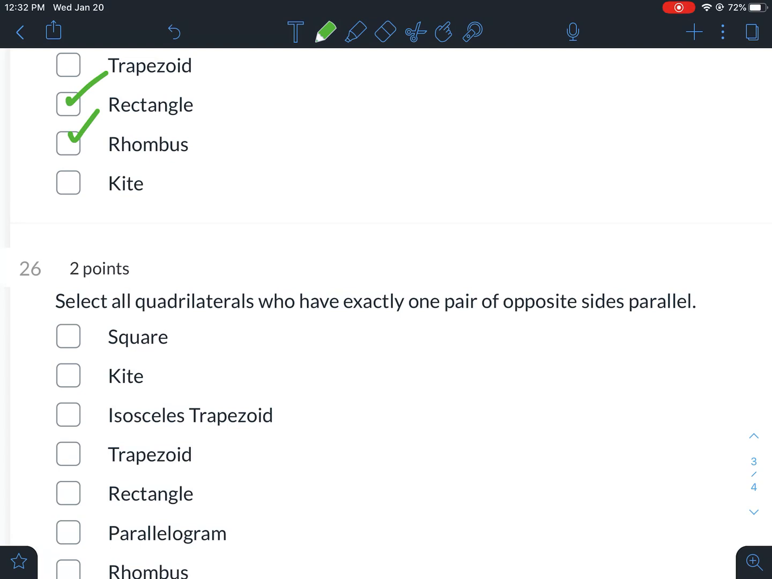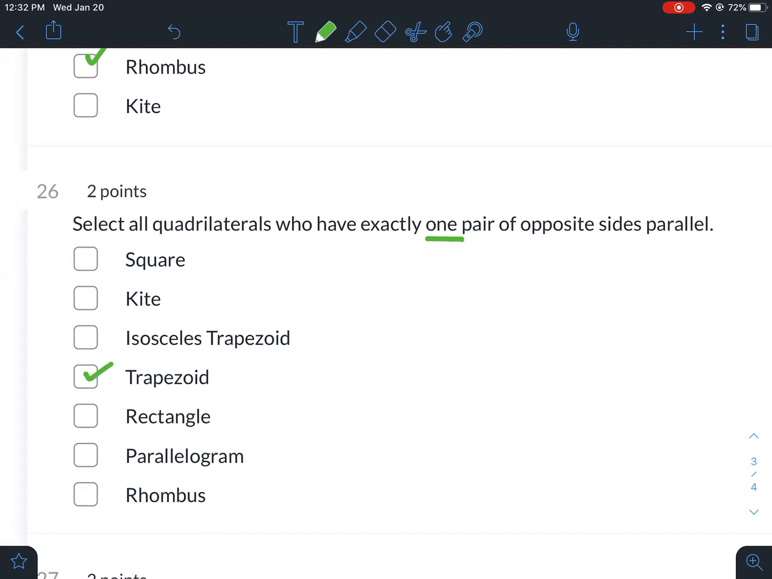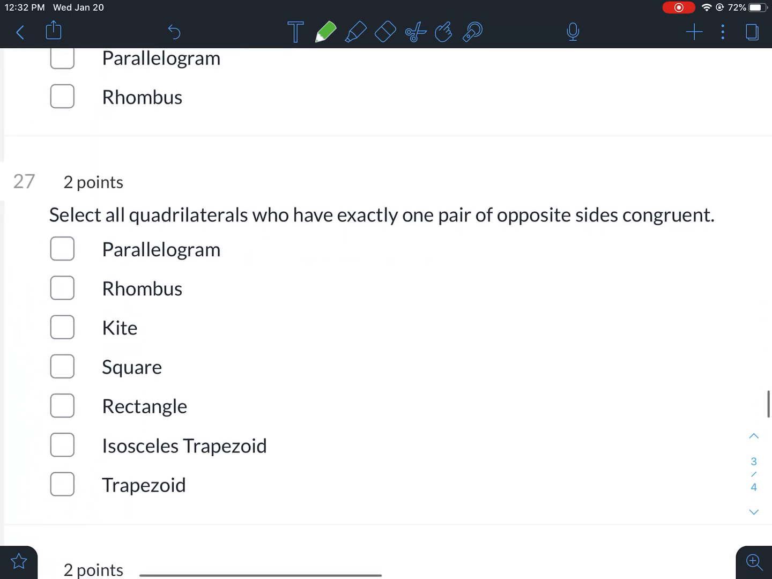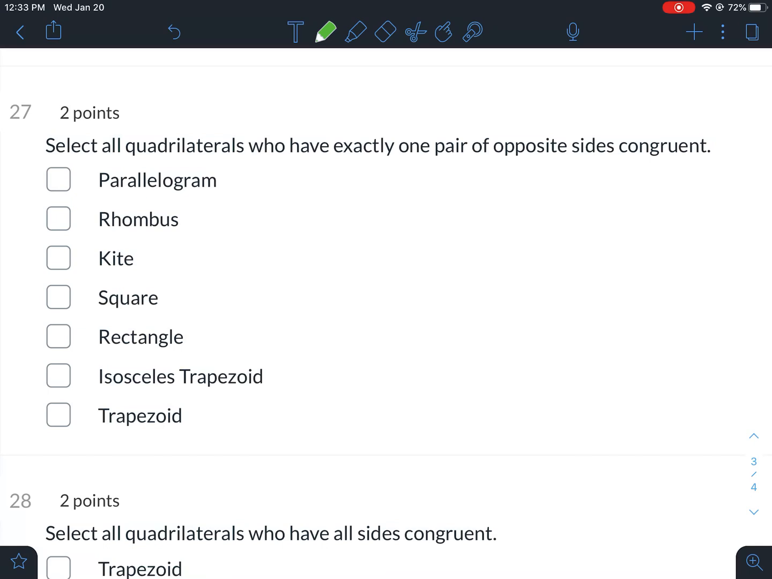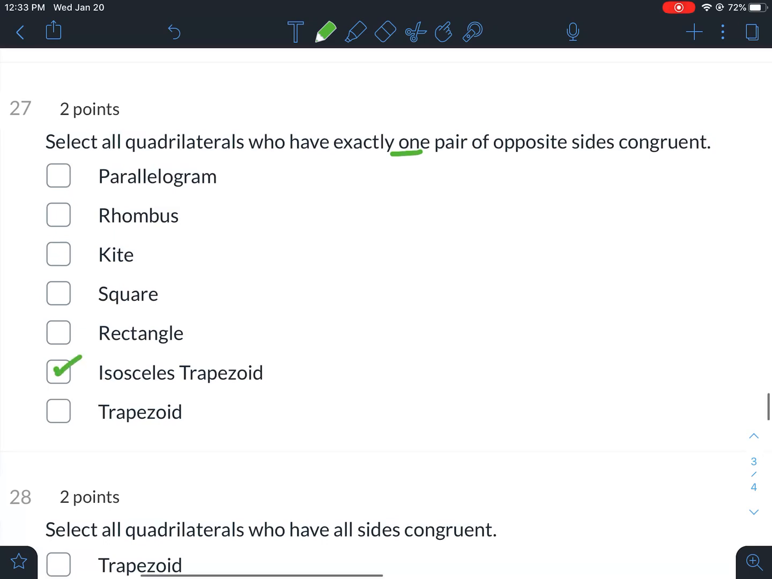All right, 26. So which quadrilaterals have one pair of opposite sides parallel? Only one, and that'll be all of our trapezoids. So regular trapezoid and an isosceles one. 27. Select all that have only one pair of opposite sides congruent. So only one pair of opposite sides congruent is just going to be that isosceles trapezoid.